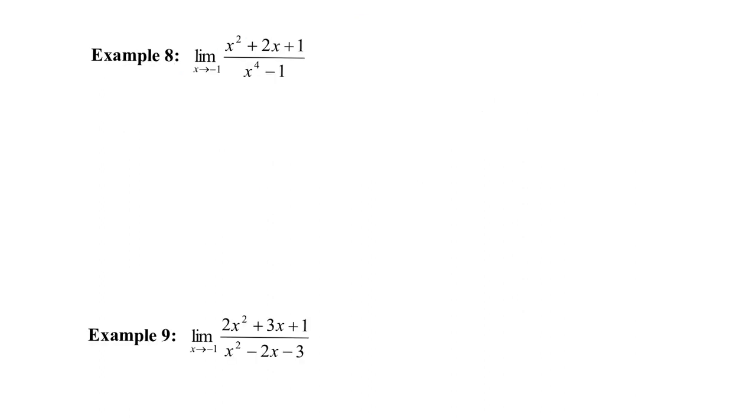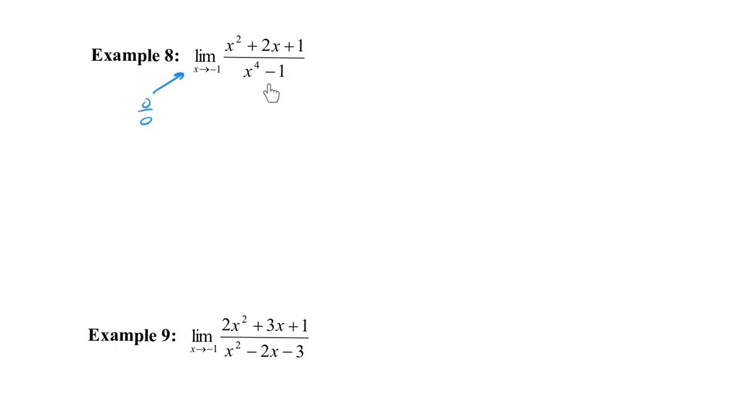All right, looking at example 8 here. We can see if I plug in a -1, I'm going to get 1 minus 2, which is minus 1, plus 1, which is 0, then -1 to the 4th power, which is going to be 1 minus 1, which is 0. So we get our familiar indeterminate form of 0 over 0. So what we could do, maybe try to factor here.